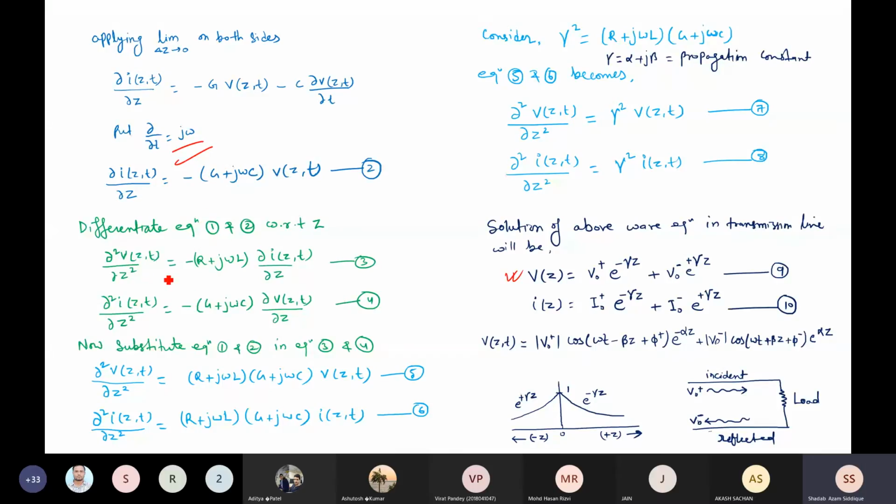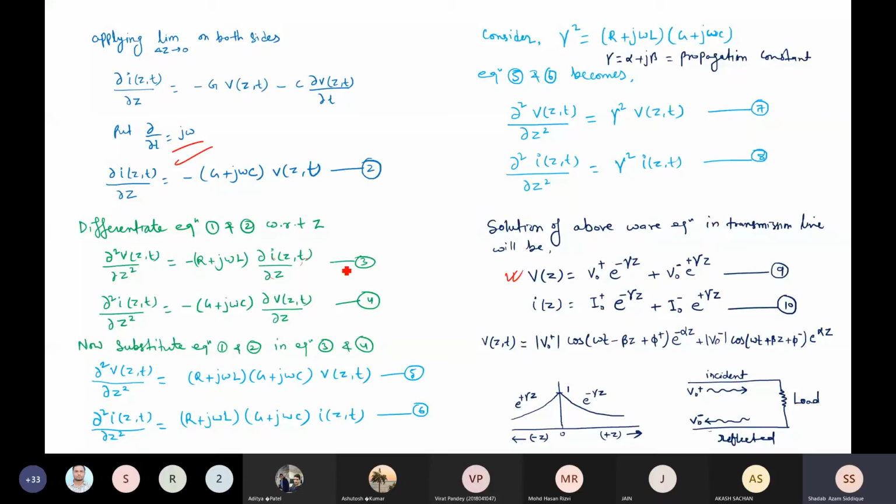Now if you double differentiate equation number one and equation number two with respect to z only, the space domain, ∂²V(z,t)/∂z² will give you −(R + jωL) ∂I(z,t)/∂z, which is again differentiated with respect to the space domain. Similarly, differentiating the second equation with respect to z gives ∂²I(z,t)/∂z² = −(G + jωC) ∂V(z,t)/∂z.